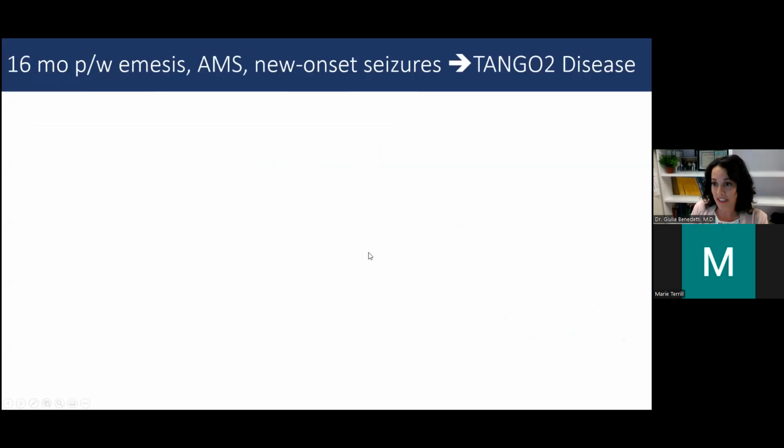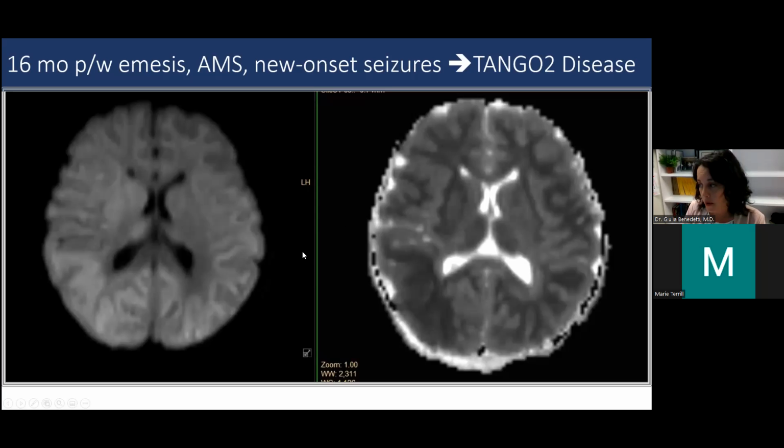But the way I've been using them, and again, this is not really validated in any way, I find them really helpful in refractory seizures in young kids. So this is a 16-month-old who presented with vomiting, altered mental status, and new onset seizures. This was her MRI, which shows severe cytotoxic edema throughout most of her brain, especially the cortical, subcortical areas. She ended up being diagnosed with TANGO2, which is transport and Golgi organization protein 2 homolog, which can present with a really severe metabolic decompensation that can affect the brain and other organ systems.